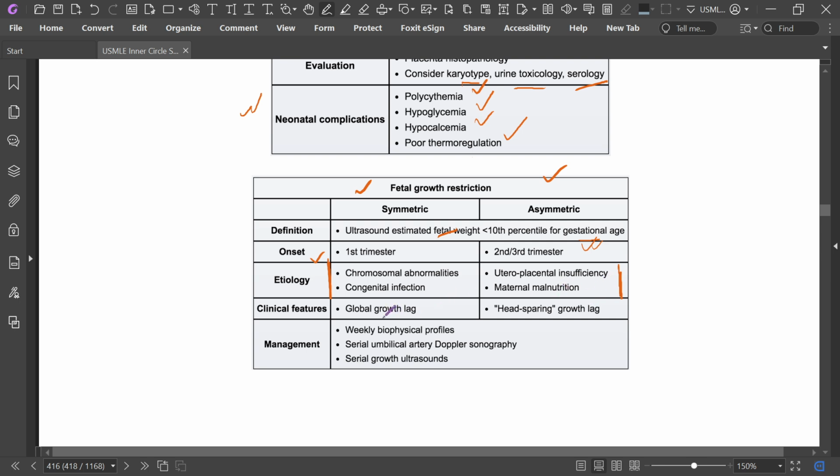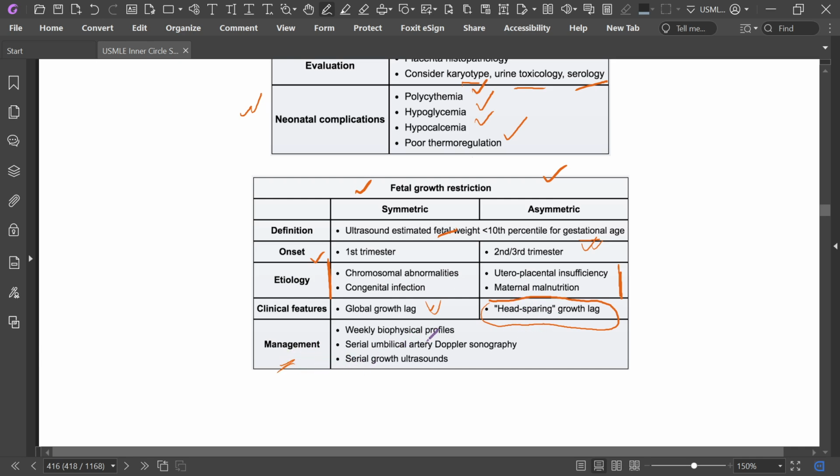Clinical feature is global growth lag in the case of symmetric, and in asymmetric, head-sparing growth lag. So asymmetric means head sparing growth lag.